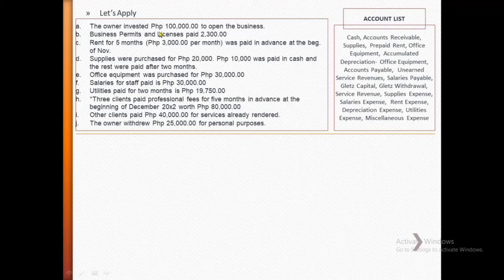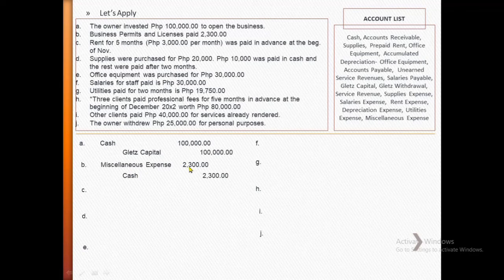So in letter A, since the owner invested 100,000 to open the business, the business received cash, so we are going to debit cash 100,000, and of course we're going to credit Glet's capital 100,000. Reminder again, you cannot use any account title which is not listed on this account list. That particular reminder is because of transaction letter B. You have paid business permits and licenses 2,300. In here, we do not have any expense account for business permits and licenses, but we know that it's an expense. So it's better to use miscellaneous expense 2,300 and credit cash 2,300.